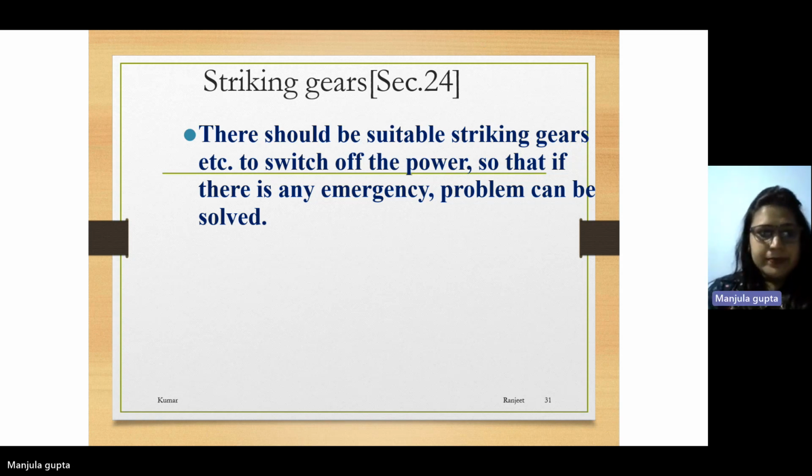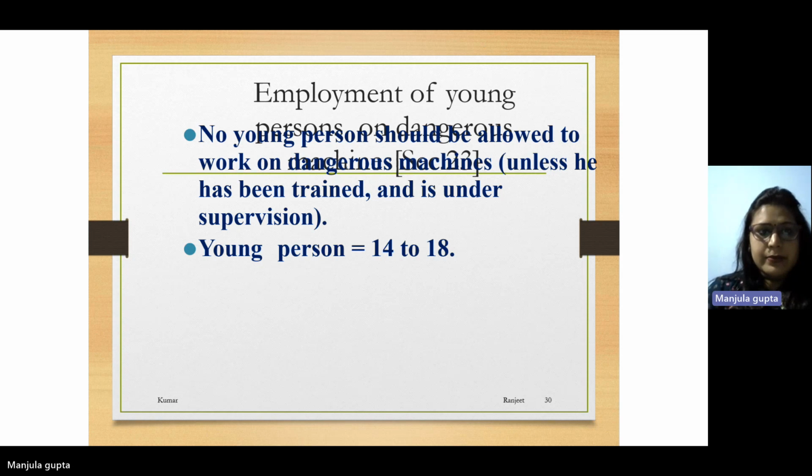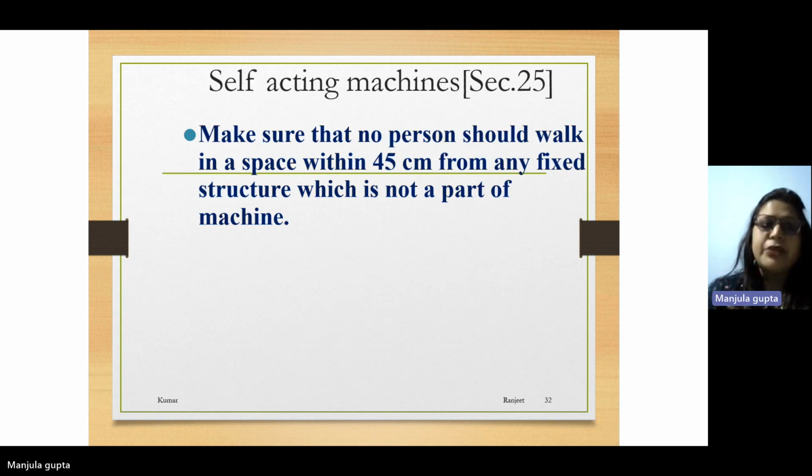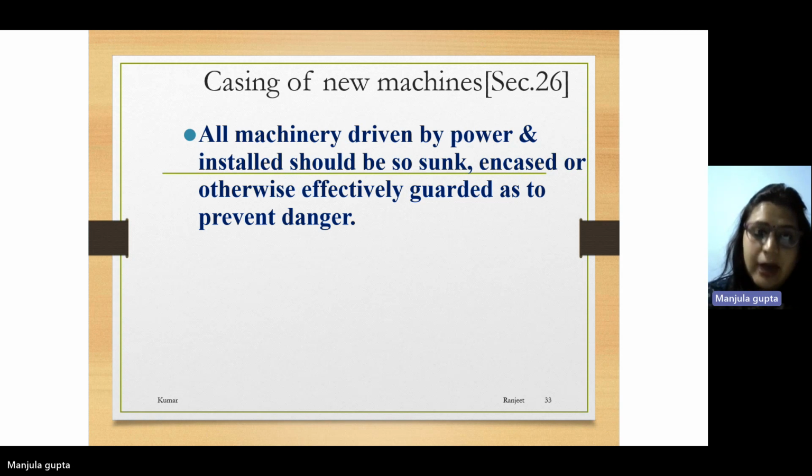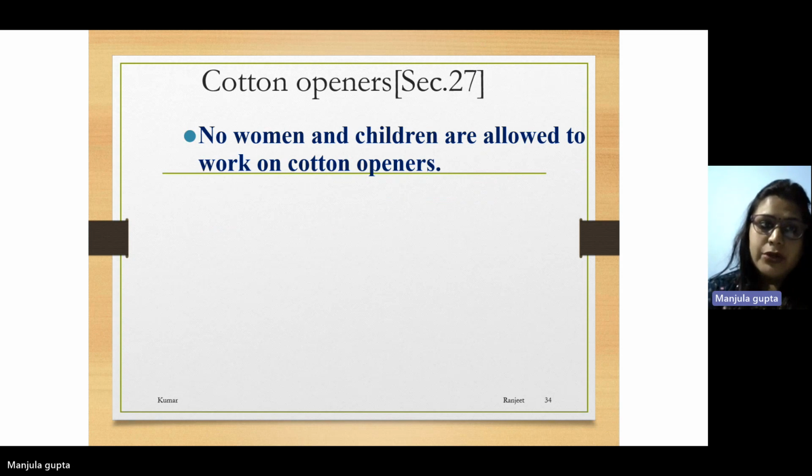The next is self-acting machines. Make sure that no person should walk in the space within 45 centimeters from any fixed structure which is not a part of the machine. Then casing of new machines under section 26, all the machinery driven by power and installed should be so sunk and cased or otherwise effectively guarded as to prevent danger. Cotton openers, no women or children allowed to work on cotton openers.